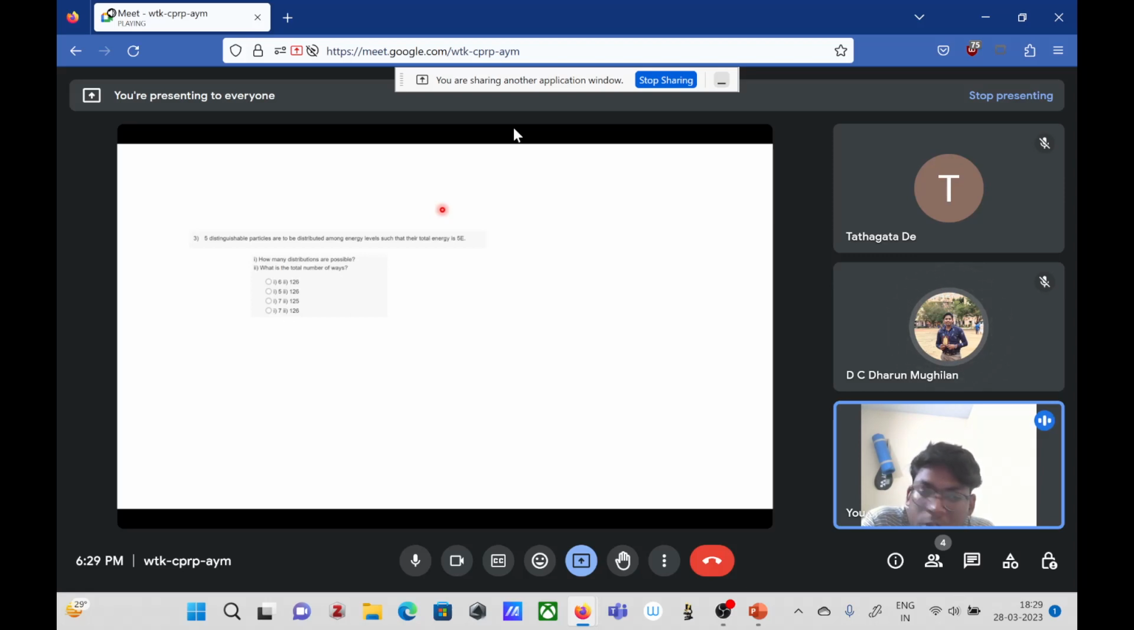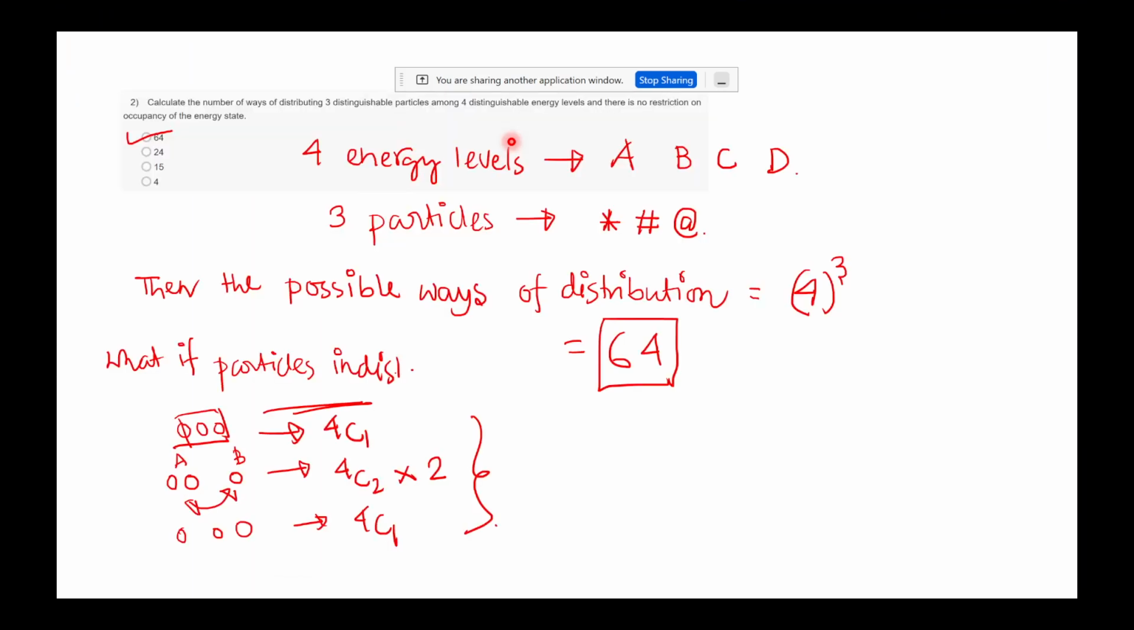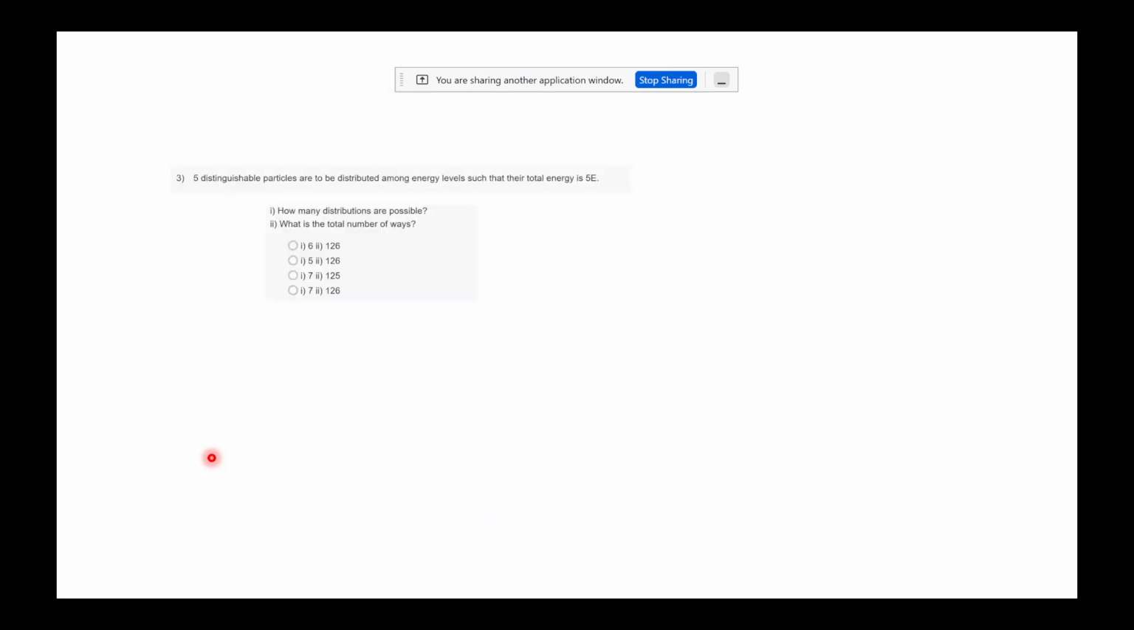So for such distributions, if you think in this way, this is the distributions. This is called macrostates. But in that distribution, there are always different kinds of ways, right? 4c1, 4c1, 4c2 into 2, 4c1. So these are the ways, the number of ways. The distributions show how they are distributed. Okay. So can you answer it?